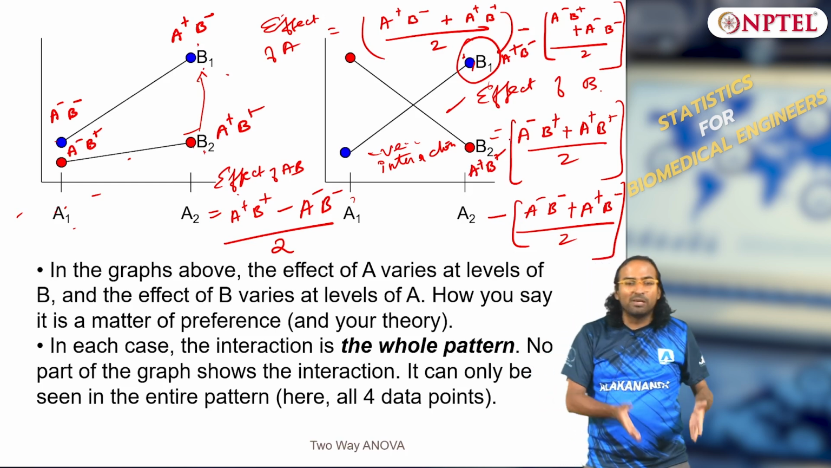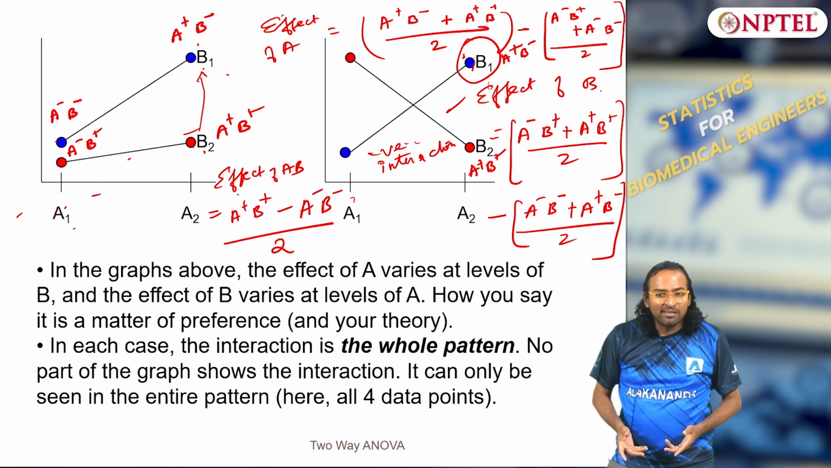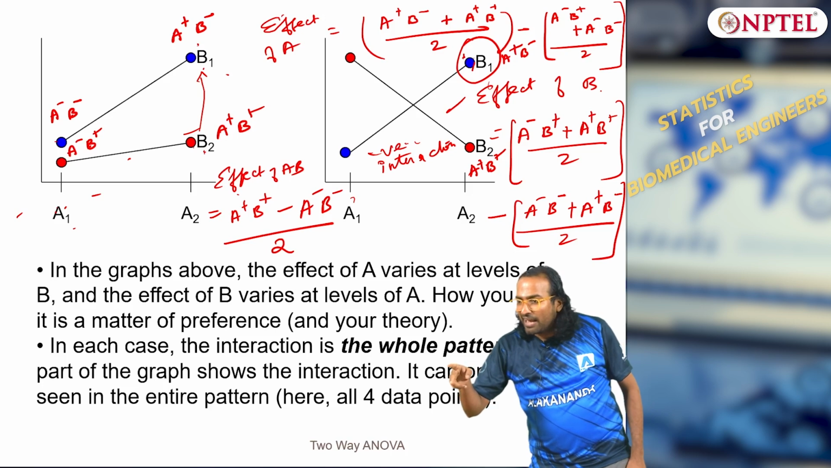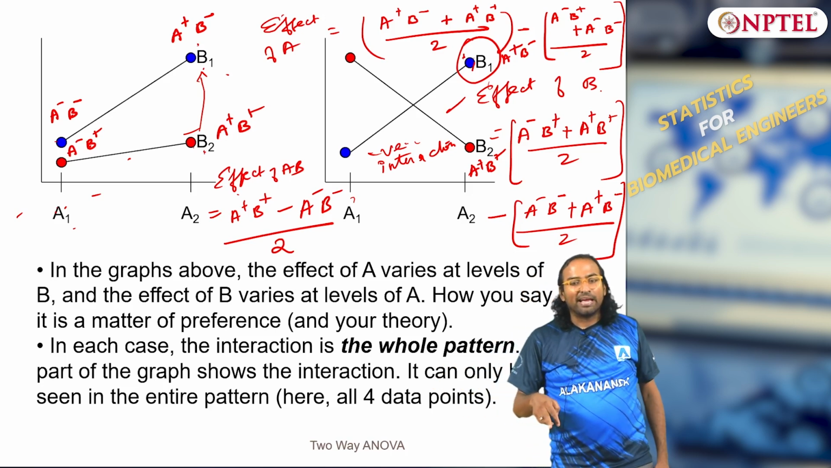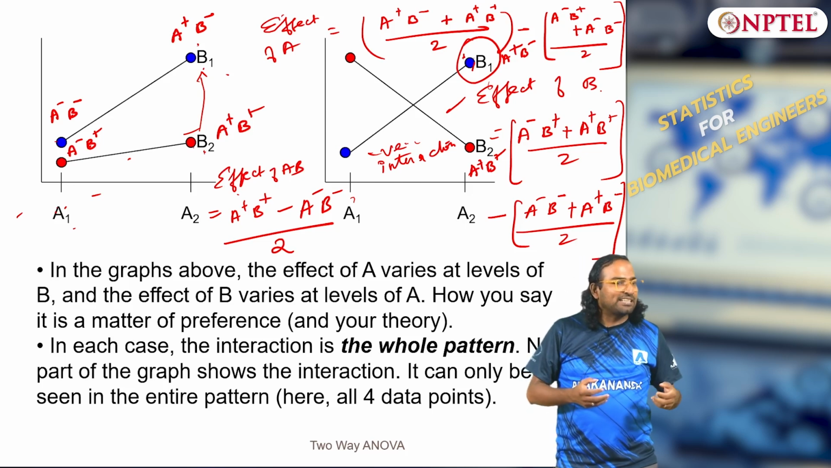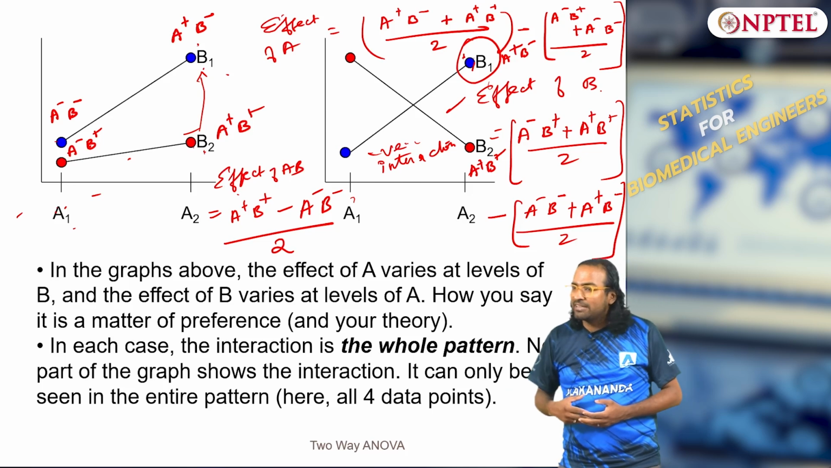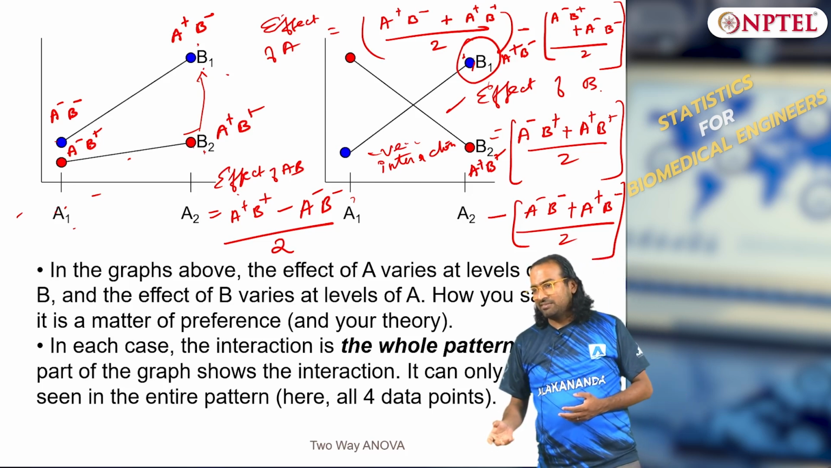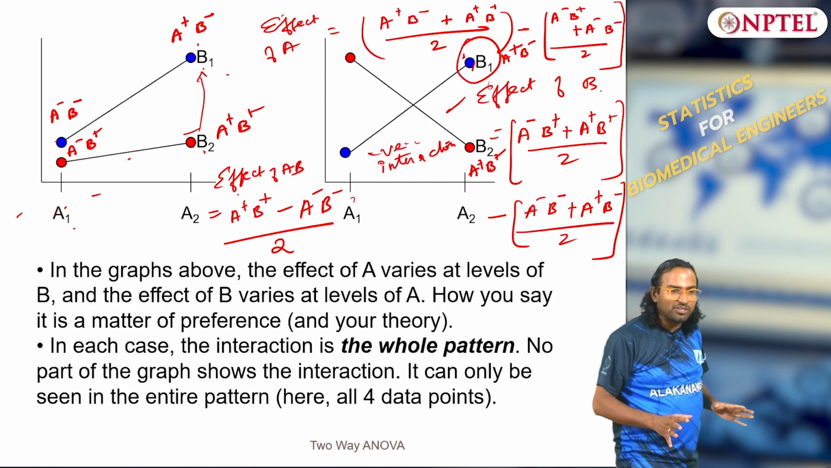See, A positive B positive is lower than A positive B negative. What does it mean? The influence of B is inhibiting the influence of A, or they are going in opposite directions. The interaction is negative, there is no synergy, it is opposite, one is inhibiting the other, right? Just by plotting you should be able to say.